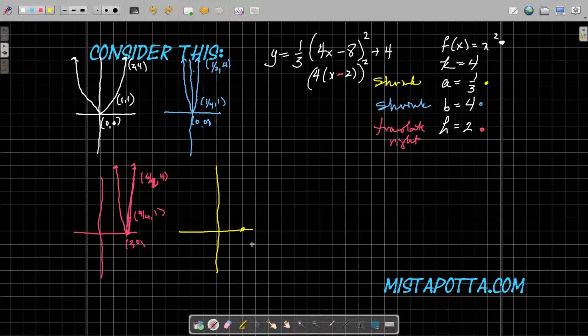So this 2, 0 is still 2, 0 because 1/3 of 0 is 0. 1/3 of 1 is 1/3. So now this is going to go over 9/4 and only up 1/3. So this is 9/4, 1/3. And then 1/3 of 4 is 4/3. So it's going to be 5/2, 4/3.